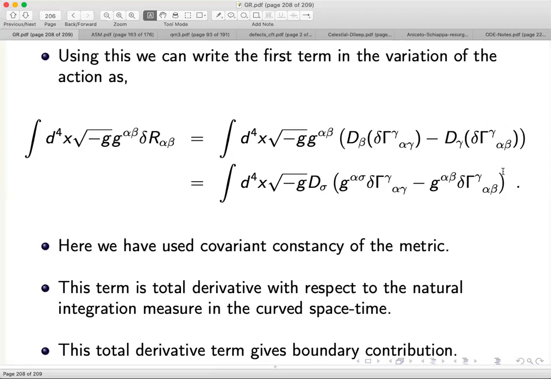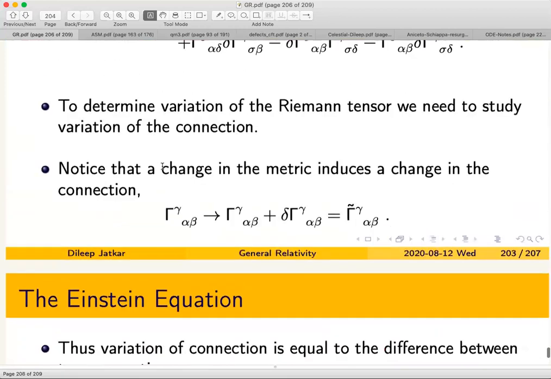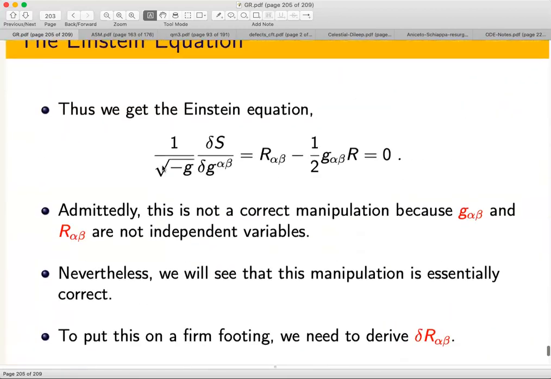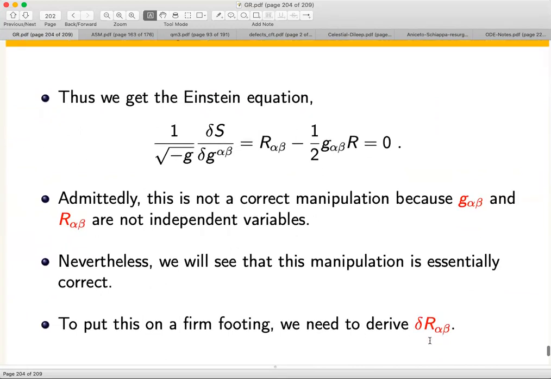What we are doing when we ignore delta R alpha beta is to say that all the variations vanish at infinity, and therefore there is no boundary contribution due to variation. We justify our cheat way of getting the equation of motion by saying that delta R alpha beta is actually 0. And therefore this is the Einstein equation.